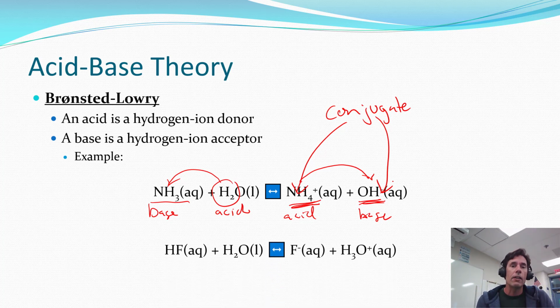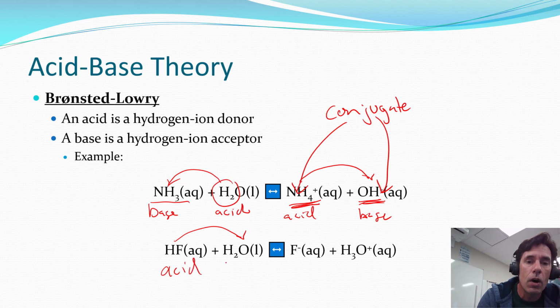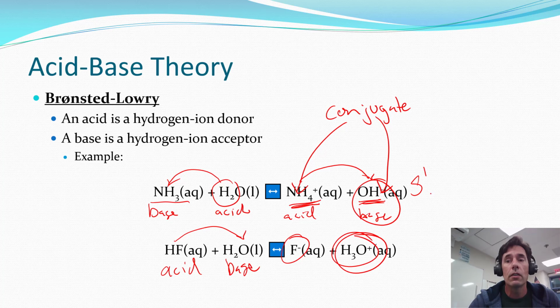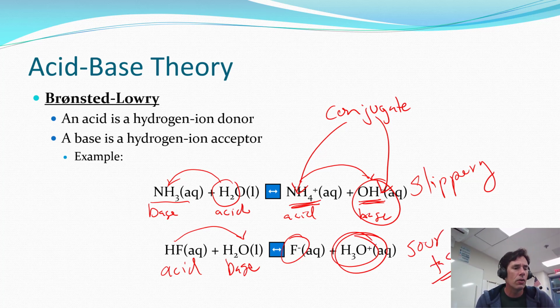Here we have HF and H2O, and this here would be the acid, and the water here is acting as the base. So what we end up forming is fluoride, and this represents the acid component. So here we get base, here we get acid. This would have a slippery feel to it, and this, on the other hand, would have a sour taste. Now, I do not recommend tasting it, so we need to come up with a better way to measure whether it's an acid or a base.